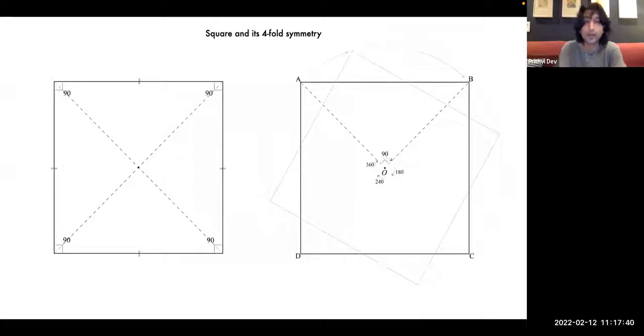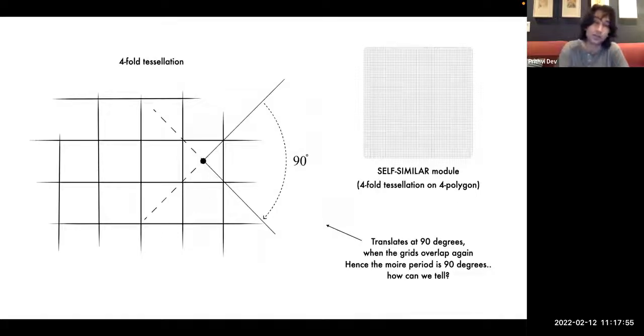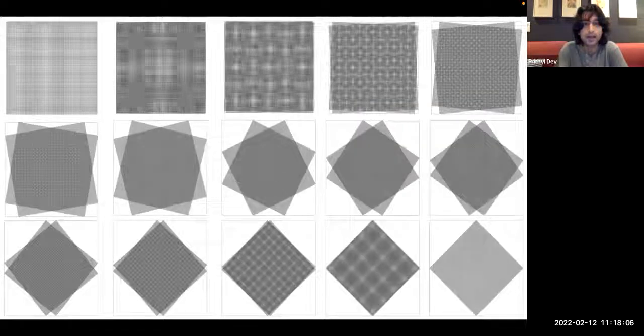Okay, anyway, moving on to the square and its fourfold symmetry. If you rotate a square through 360 degrees, you get 4 instances of symmetry. So the square translates 4 times, and therefore the fourfold polygon has fourfold symmetry. And that is true for the fourfold tessellation as well. Here we have a self-similar wireframe module of the fourfold gon. And to see the interference of that, the Moire period of squares is also 90 degrees in the square tessellation.